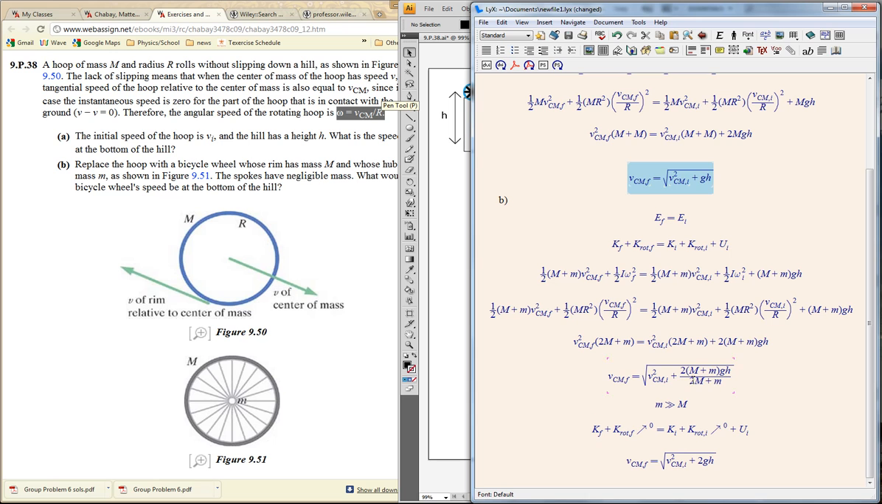Notice one thing further: this equation simplifies to this equation if we simply take small m to be very large, because then we can ignore the capital M terms here and here, so we get 2 little m over little m, which is 2gh, and that's the same as this equation. So there are a lot of interesting limits that we can consider in this problem.